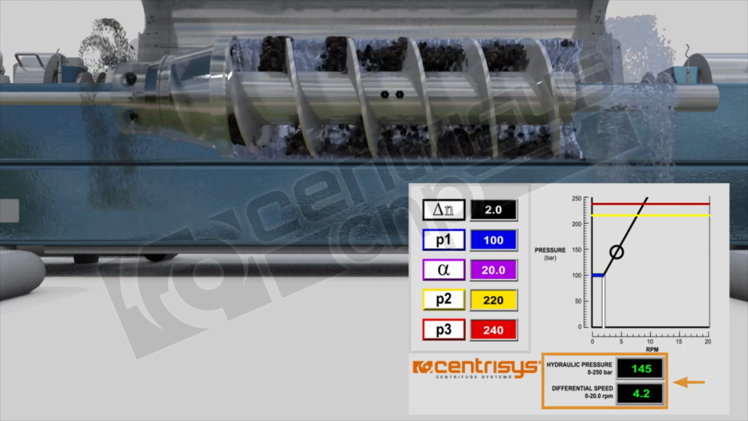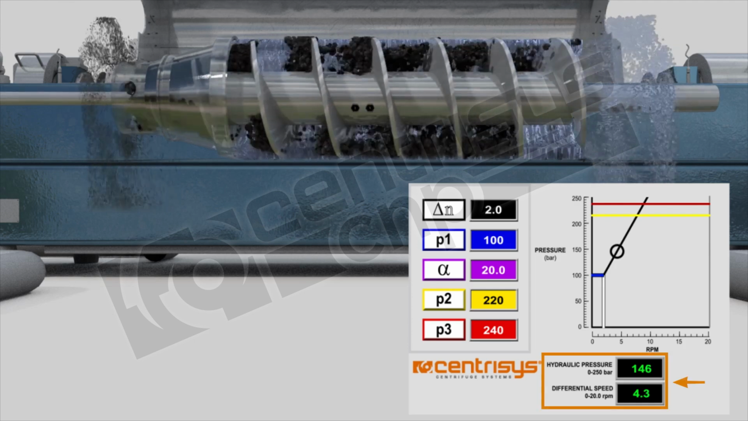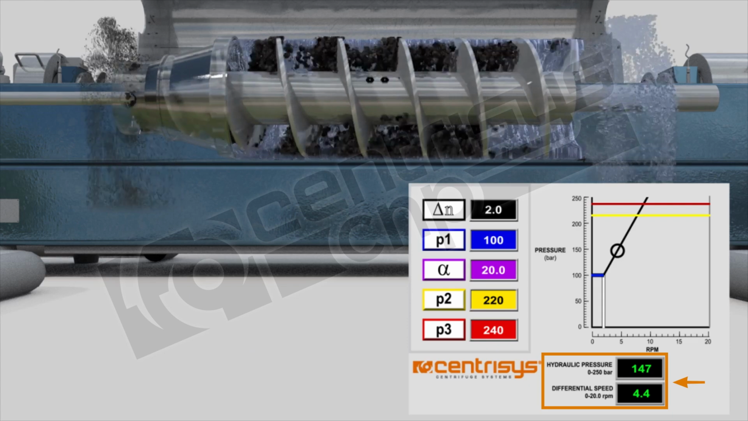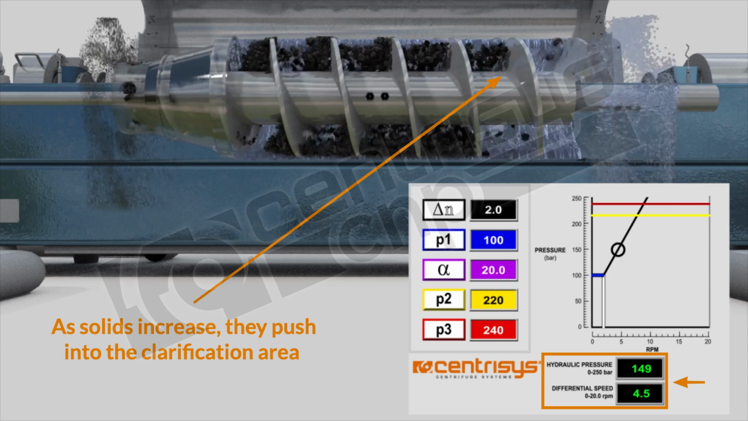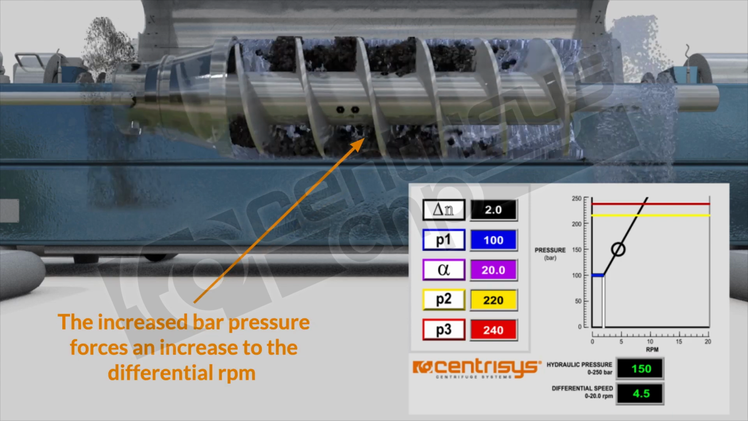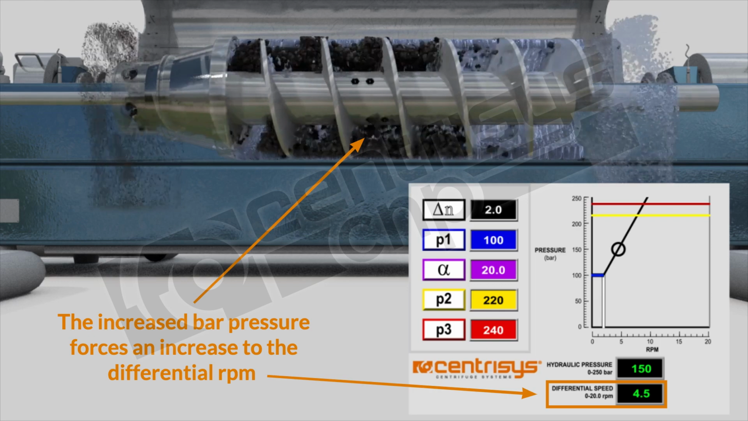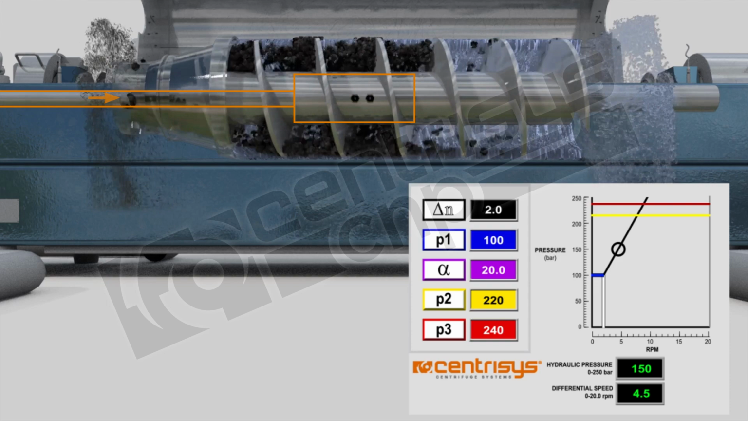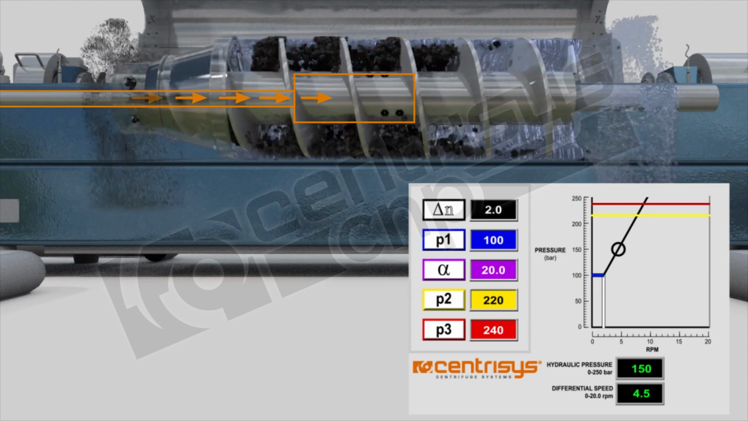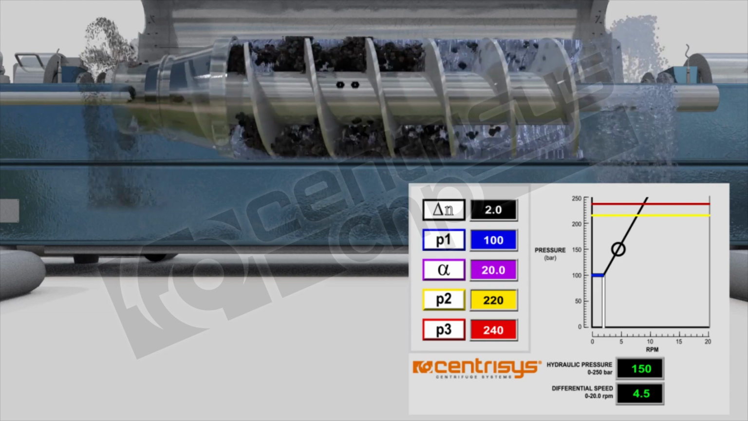Right now we're at 4.3 RPM and 147 bar. You see solids on top here carrying over into the liquid end. And to prevent this, it keeps speeding up, right now at a 4.5 and 150 bar. It's found its equilibrium, and the solids loading is kept constant on this machine.